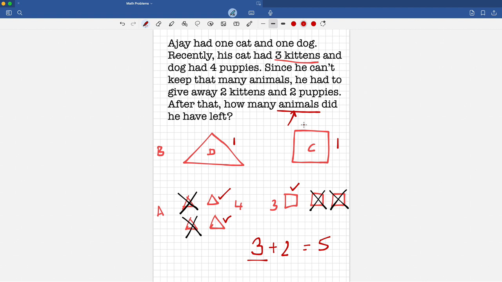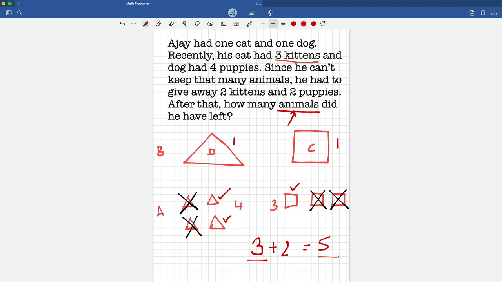He has a total of 3 new ones that were born, the puppies and the kittens, and 2 parents, which is the dog and the cat. So in total, he has 5. Now, how can you avoid these kinds of silly mistakes that typically tend to creep in? Pay attention to what the question is asking and visualize it and draw the whole thing on paper.